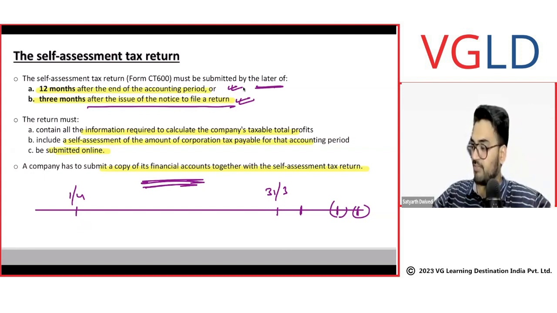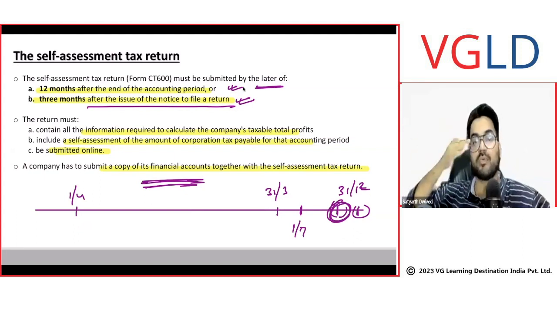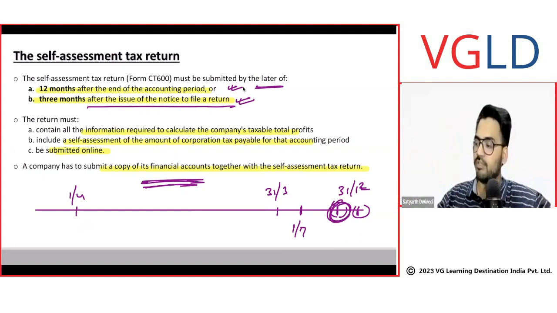So it is going to be 31st of December. But if you receive a notice on 1st of July, then also it's going to be 31st of December, because 1st July to 3 months later is within 12 months, which is 31st of March. Within 12 months, you have to file a return and this form has to be submitted. Form CT600.